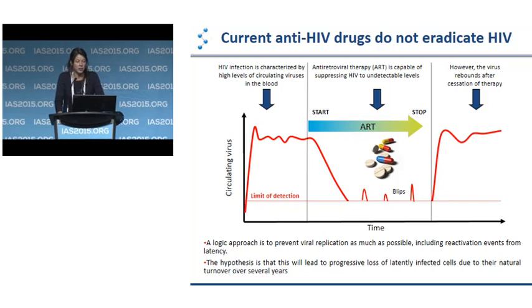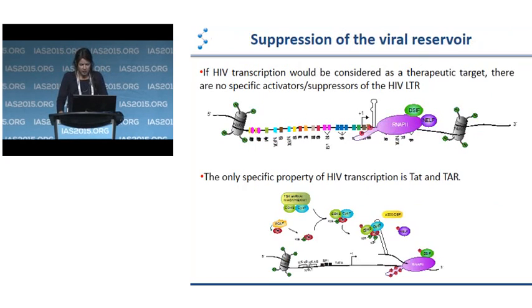If we think that HIV transcription could be considered as a therapeutic target, we see that there are no specific activators or suppressors of the HIV LTR. Here is represented, it was deformed, but in the little squares you'll see all the binding sites for transcription factors. And as they are transcription factors that can be found also in cellular genes, any approach that would promote activation or suppression mediated by these transcription factors would have an obvious effect on cellular activation. The only specific property really of HIV transcription is TAT and TAR.